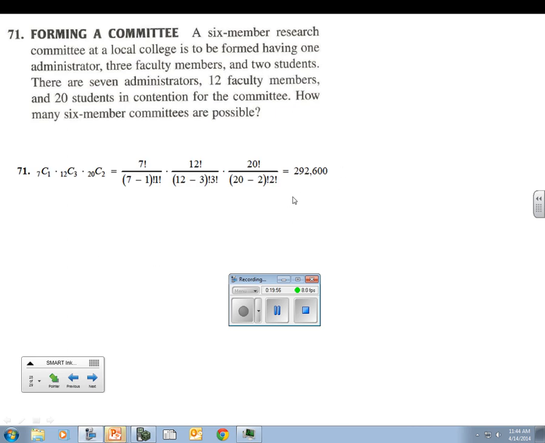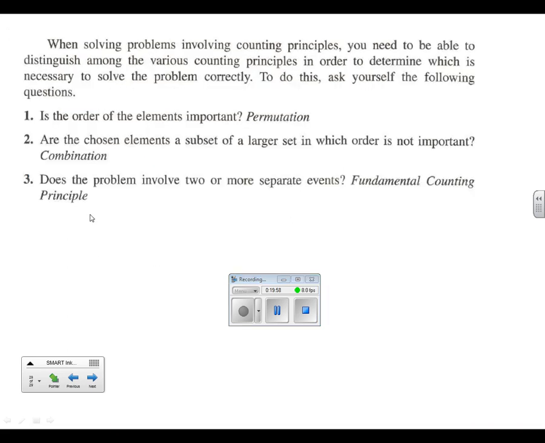There it is. All right, just one last thing to consider here. Is the order important? Permutations. Is the order not important? Combination. And if you've got two separate events, multiply them together. Fundamental counting principle. You're done with 9-6.